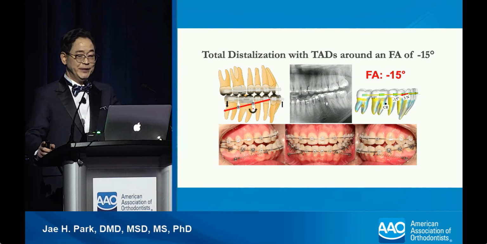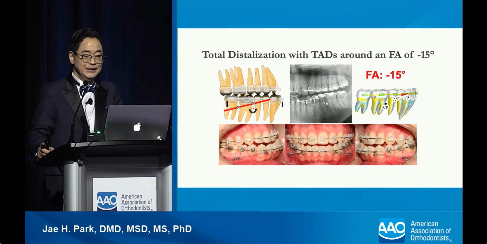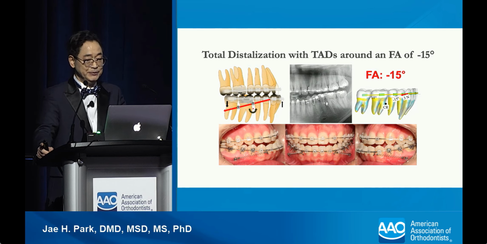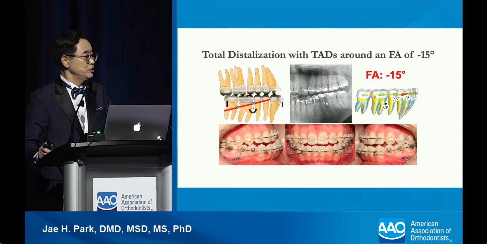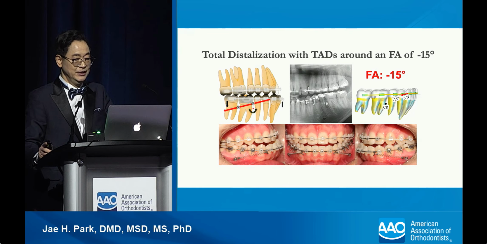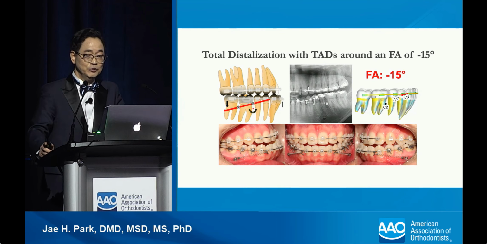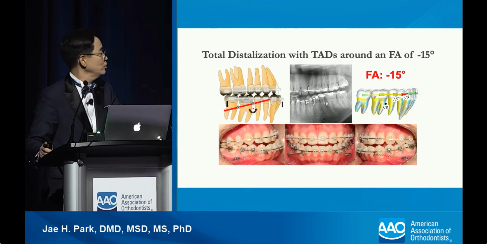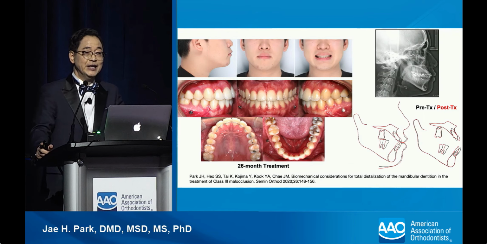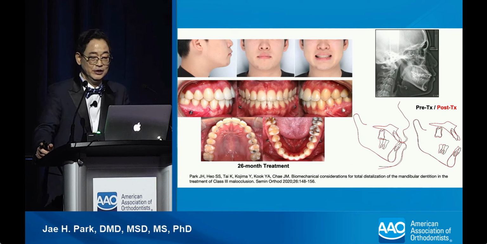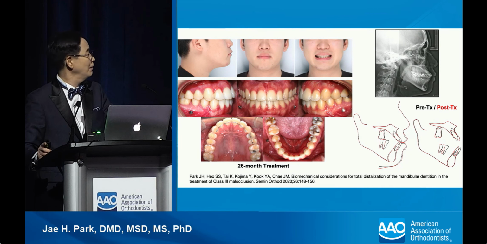Total distalization of the mandibular dentition with TAS between lower 5 and lower 6, or between lower 6 and lower 7, around a force angulation of minus 15 degrees, which is above the center of resistance. You can observe counterclockwise rotation of the lower occlusal plane. Post-treatment photos, lateral ceph, and superimposition after 26 months of treatment.